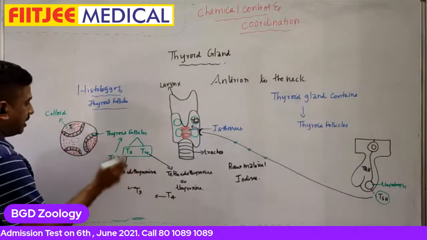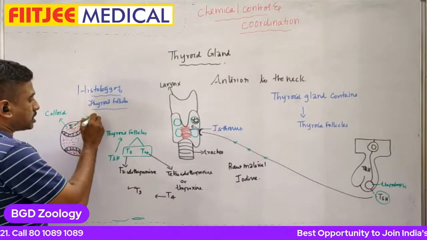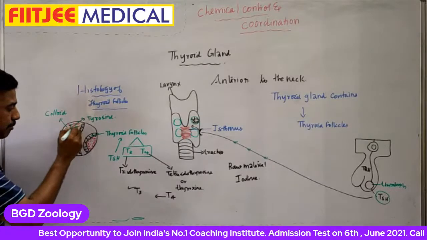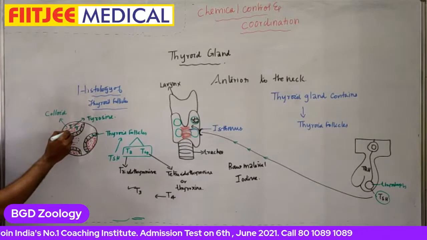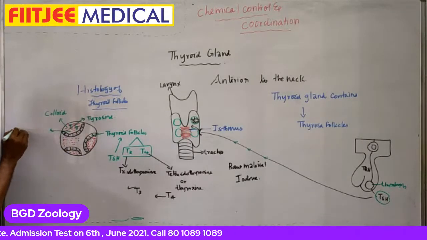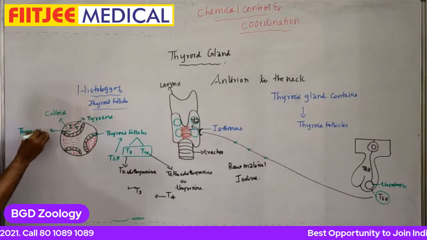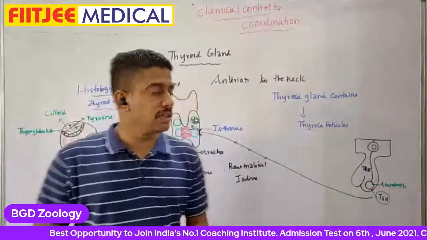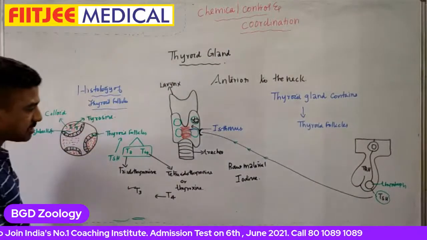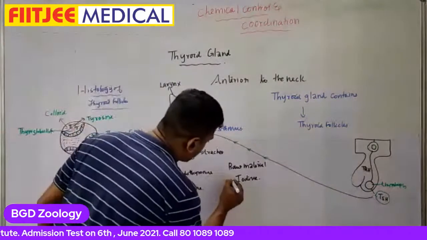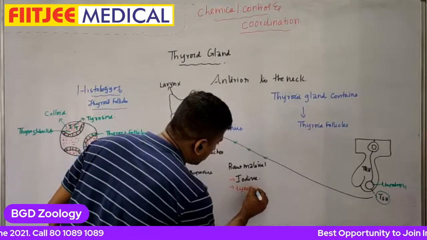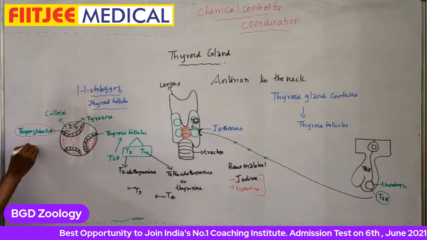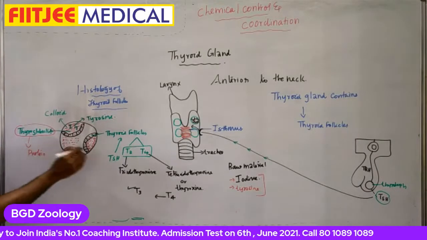Then, one more raw material we use here is tyrosine, the amino acid. Then another protein also present here in the colloid region is known as thyroglobulin. So listen, everybody listen. With the help of raw materials, that is iodine and the amino acid called tyrosine, inside the colloid, with the help of this thyroglobulin protein, we will synthesize the T3 and T4 hormones.